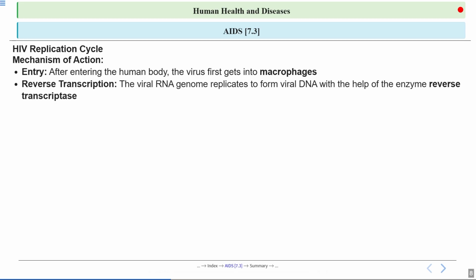Then what happens? There is a process known as reverse transcription, in which an enzyme, reverse transcriptase, is involved. HIV has RNA as the genetic material, but the host cell, such as the human cell, contains DNA as the genetic material. So this virus uses a special enzyme called reverse transcriptase to convert its RNA into DNA. And this process is known as reverse transcription.